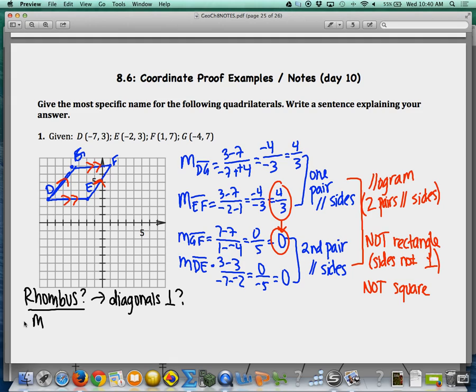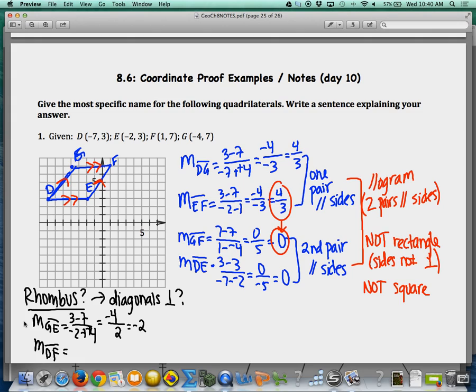So the first diagonal is GE, and then the second diagonal is DF. To see if they're perpendicular, I have to do their slopes. So for GE, I get 3 minus 7 over negative 2 minus negative 4. 3 minus 7 is negative 4. Negative 2 minus negative 4, it's like an adding, so I get positive 2. So that ends up being a slope of negative 2.